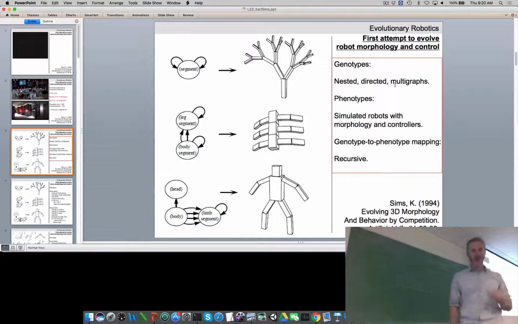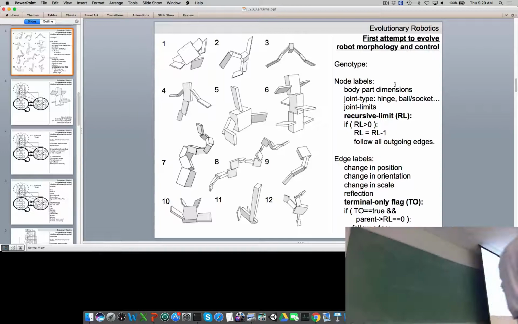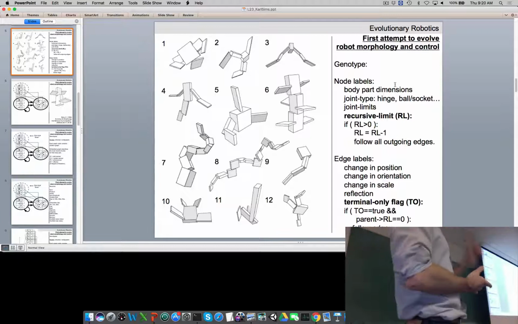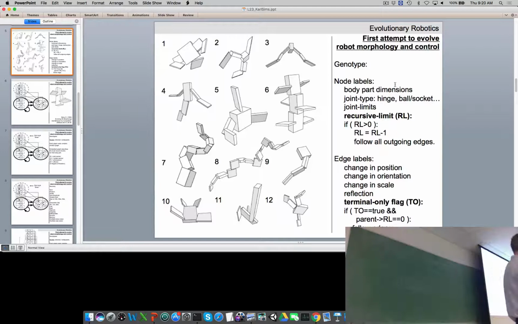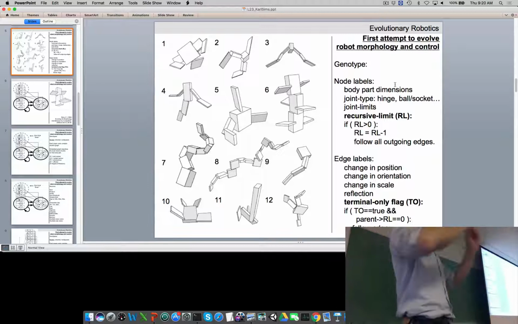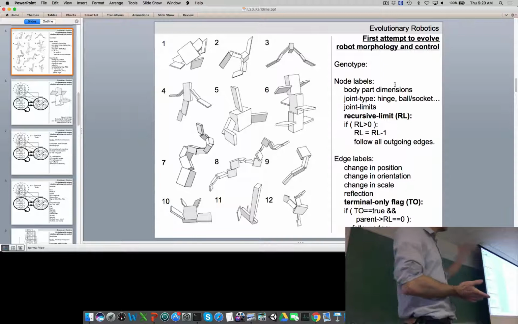What I'd like you to do is to turn to your neighbor. You have a choice of 12 different robots here. You've got the 12 phenotypes. See if you can sketch out the genotype that produced this phenotype. You don't have to go into detail about writing down the actual X, Y, and Z and the recursive limit. See if you can just get the number of nodes right and which nodes connect to which other nodes to produce these phenotypes. You can pick one or a couple, see how you do. I'll give you a couple minutes to do that, and we'll see what you came up with.